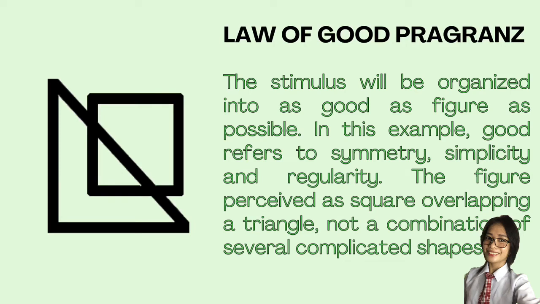The last is the law of good figure, or pragnanz. The stimulus will be organized into as good a figure as possible. In this example, good refers to symmetry, simplicity, and regularity. The figure is perceived as a square overlapping a triangle, not a combination of several complicated shapes. This principle is based on the idea that we perceive images as simple rather than complex, and complete rather than incomplete.